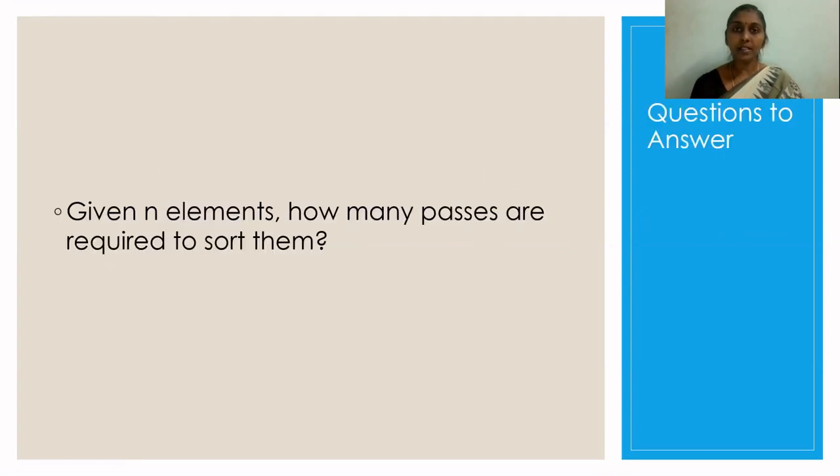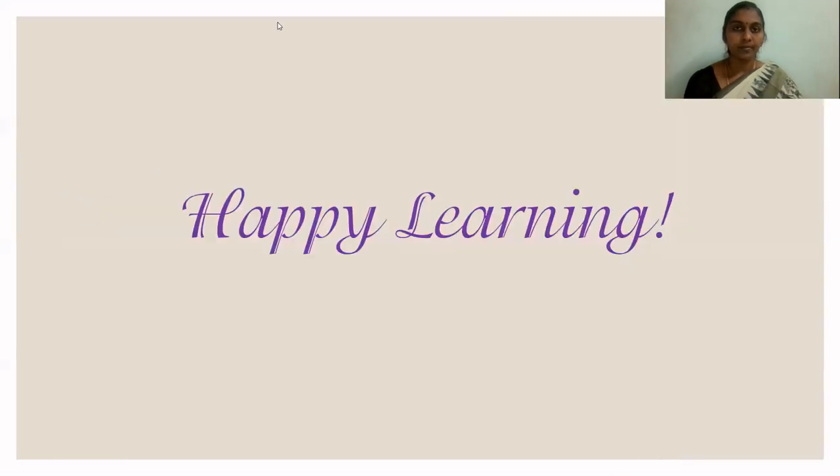Now let's answer this question. Given n elements, how many passes are required to sort them? We know that the first element is already sorted, and so we started pass 1 from the second element. Obviously, the number of passes is equal to n minus 1.